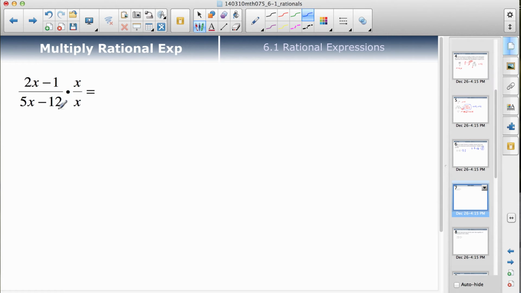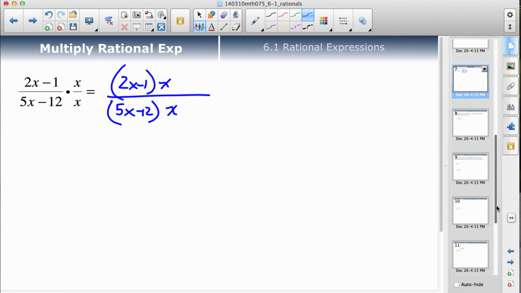All right, so in this case here, if I'm multiplying this, I could take the 2x minus 1 and multiply it by x over the 5x minus 12 multiplied by x. And in this particular case, it's a little silly for me to do that. I guess I'm just showing the rule because typically what we're going to do when we simplify these is look for common factors like this. So we probably wouldn't multiply both of those by x. But maybe in some cases I might have to do that to help me simplify an expression. Let's try some more.